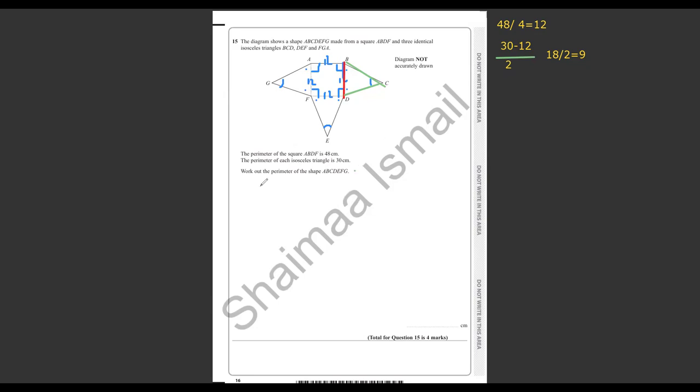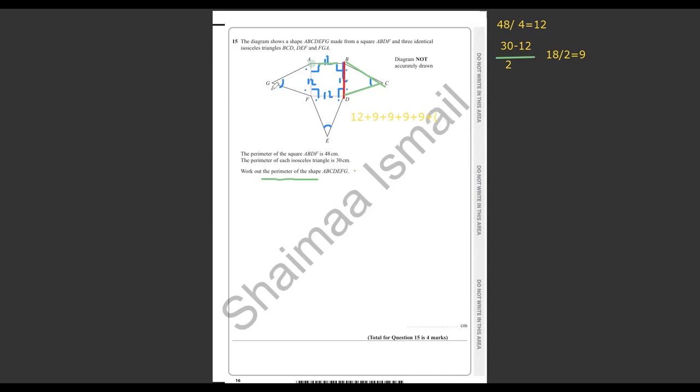Okay, let's see. We already analyzed. Work out the perimeter of the shape ABCD. Okay, so here we're going to go step by step, side by side. We're going to start from A here. So AB here is 12 plus 9 plus 9 plus 9 plus 9 here.